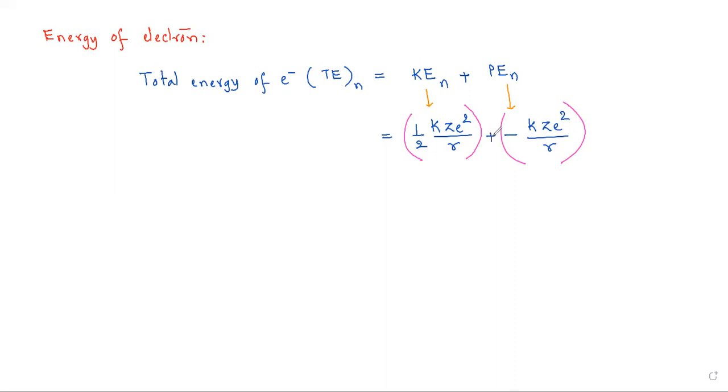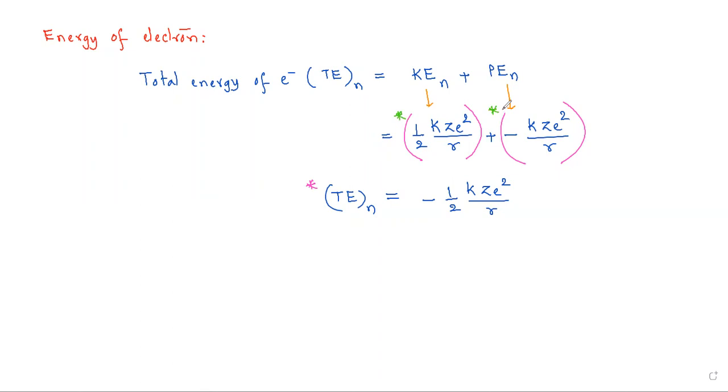Now take the sum of these two. You will get the expression for total energy of electron in nth orbit. So this is plus half and here it is minus 1. So this would be minus half because it is minus 1 plus half. Finally, we get it as minus half kZe square by r. This is the expression for total energy of electron in nth orbit. So this is very important. Of course, even these two are very important.